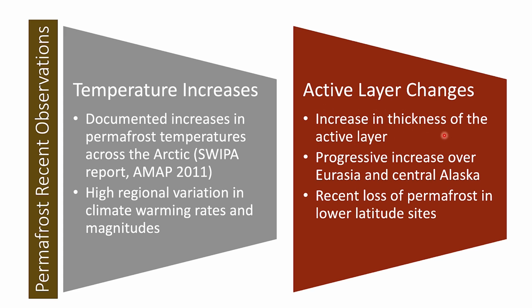There is an increase in the thickness of the active layer due to seasonal change in precipitation as well as freezing, and this progressive increase is seen over Eurasia and Central Asia, the two regions where more ice is seen. There is also a recent loss of permafrost at lower latitude sites.